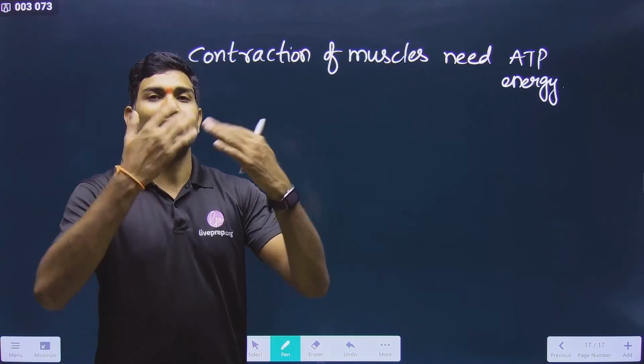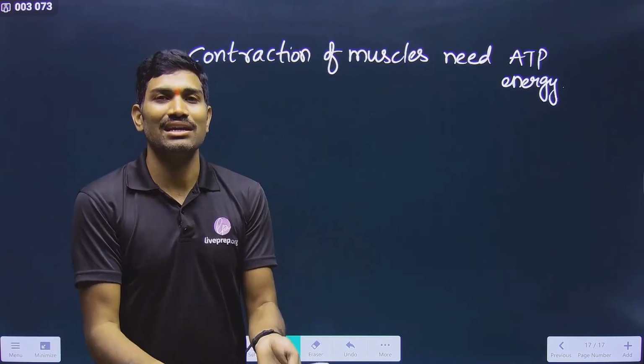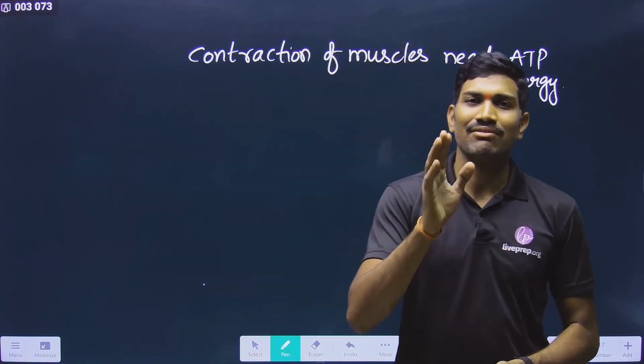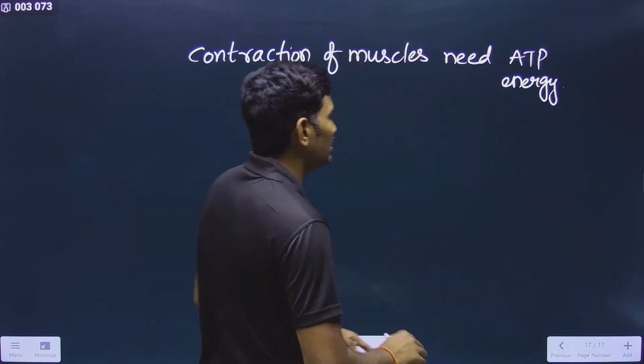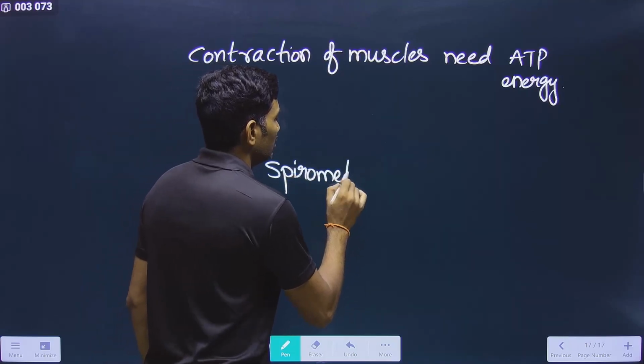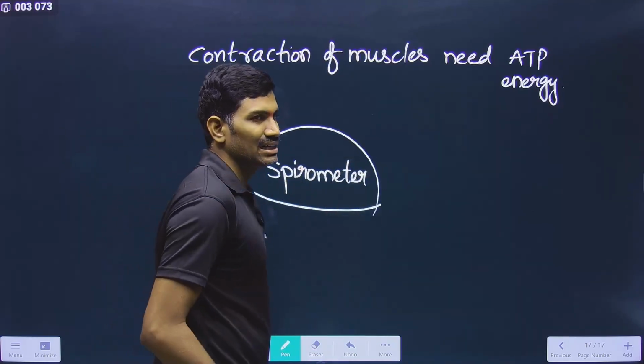How much air we are taking in, how much air we are releasing, and how much is remaining in the lungs, all these things we can calculate with the help of an instrument called a spirometer. More details regarding this we can study in the next lecture. That's it. With this, the mechanism of breathing is completed. Please remember, go through the logic.